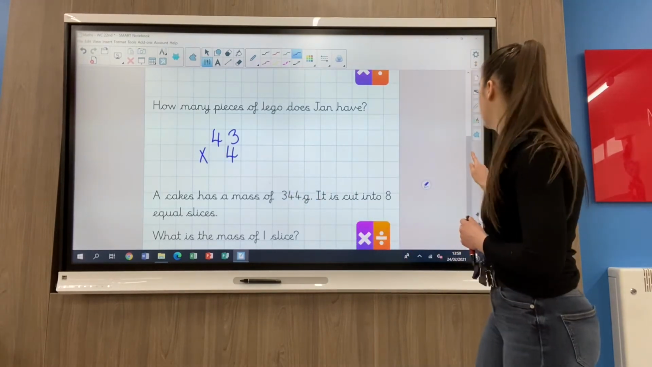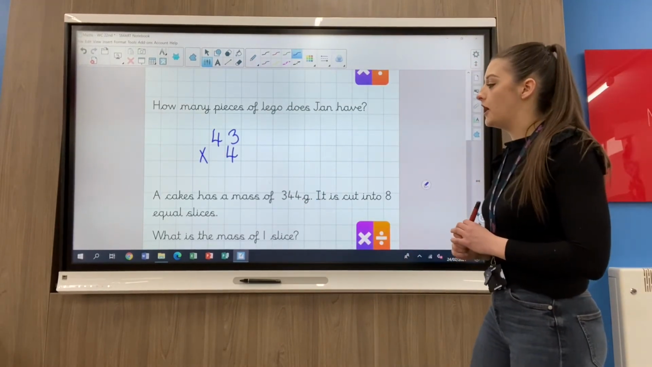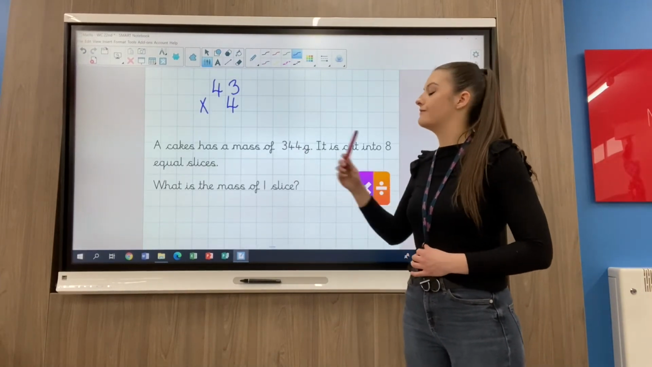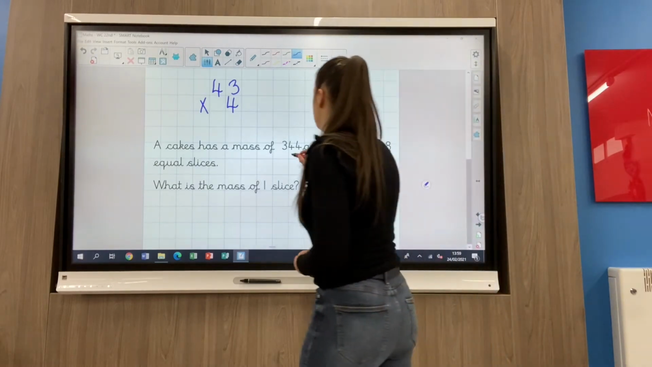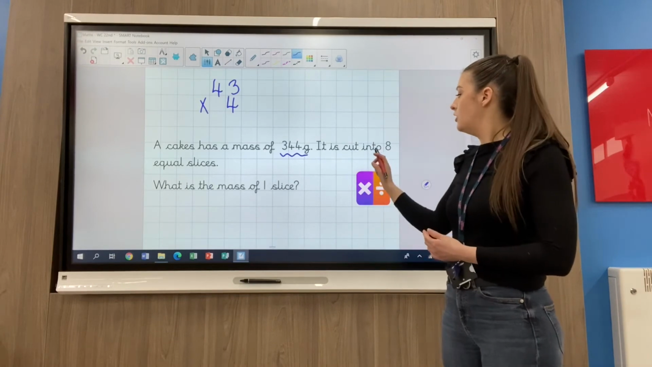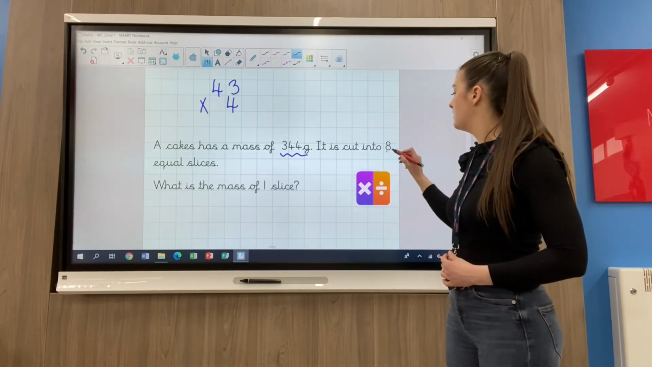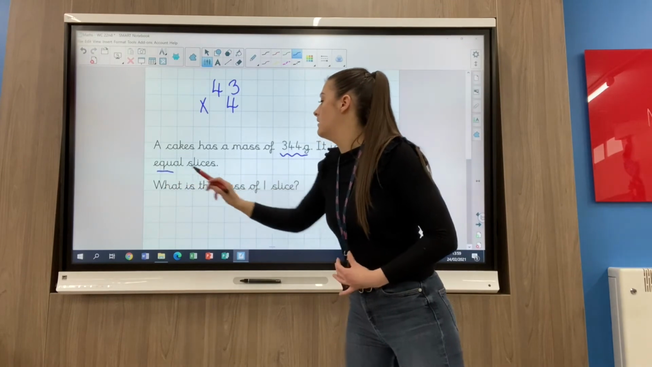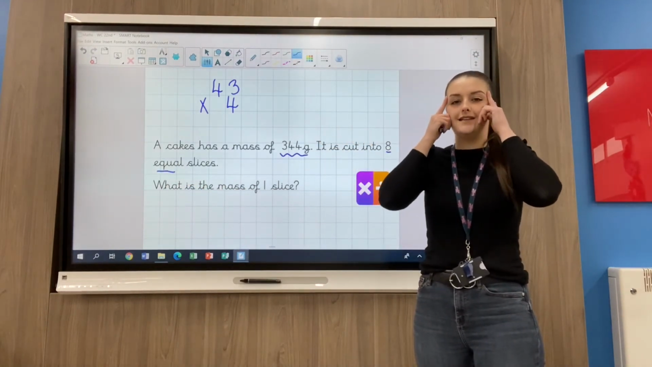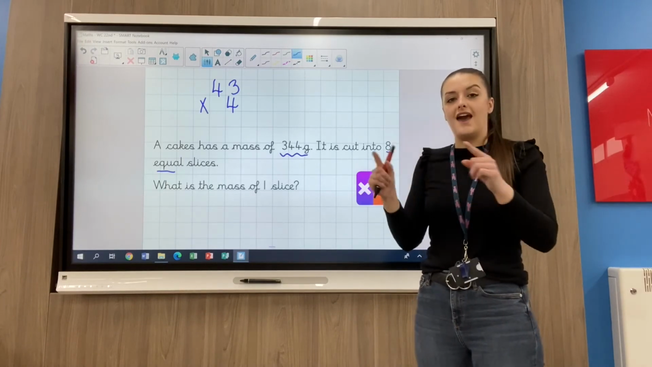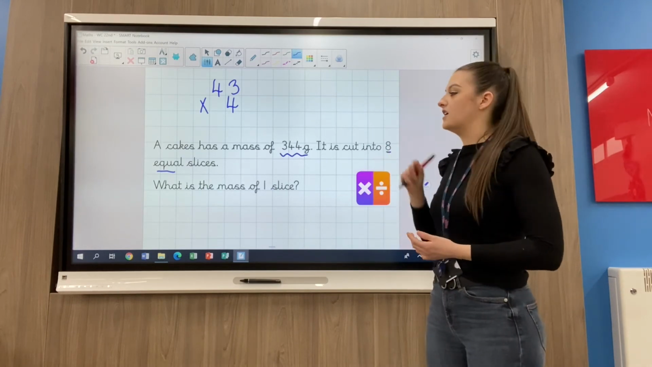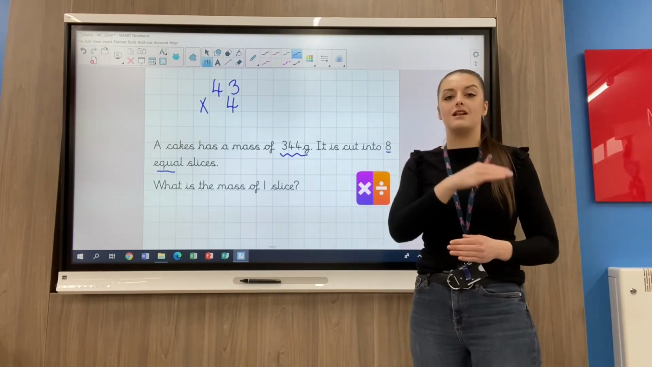Now another similar question that you've got today. I've got a cake has a mass, that means how much it weighs, of 344 grams. Okay, so there's a number. I'm going to underline it because I know that's important. It is cut into 8 equal slices. What is the mass of just one slice? So we've got to visualise, that means we're going to imagine that cake, it weighs 344 grams, but it's been cut into 8 equal slices.